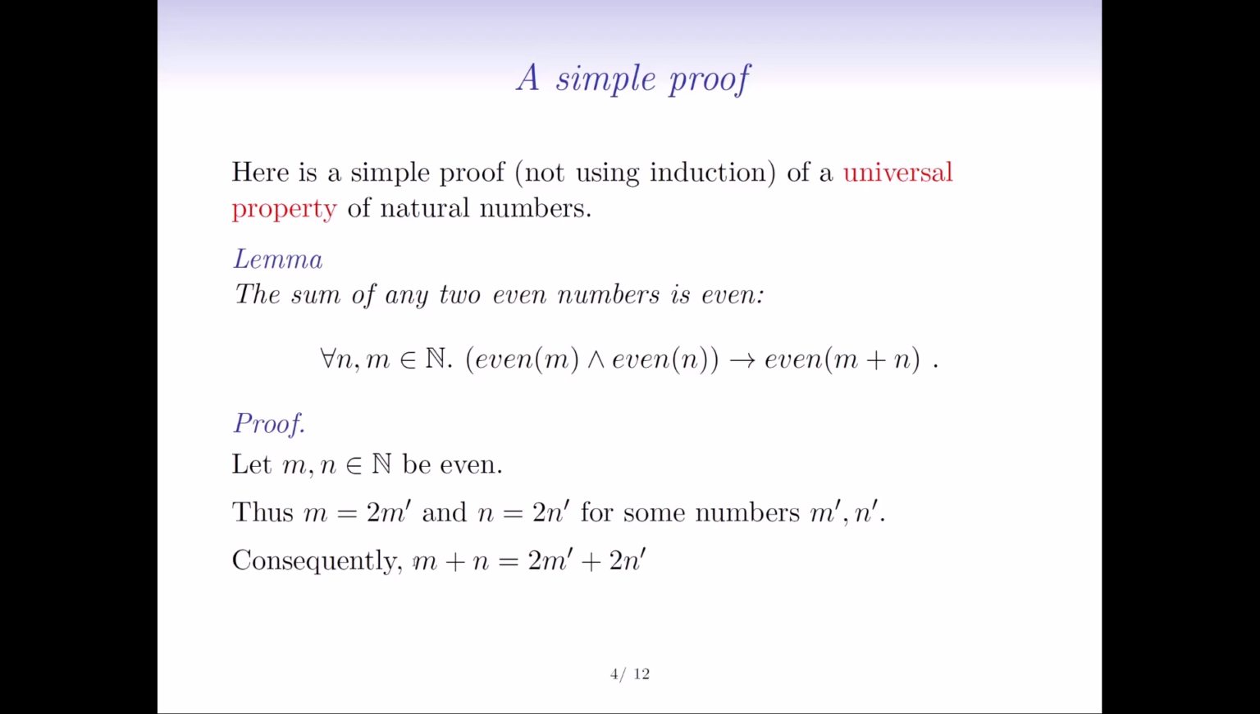Then their sum, of course, is just by replacement 2m' plus 2n'. And by taking the common factor, this is equal to 2 times (m' plus n'). And that means that m plus n itself is also divisible by 2, and therefore it's even. And this completes the proof.